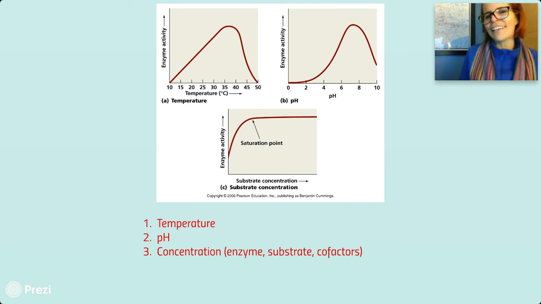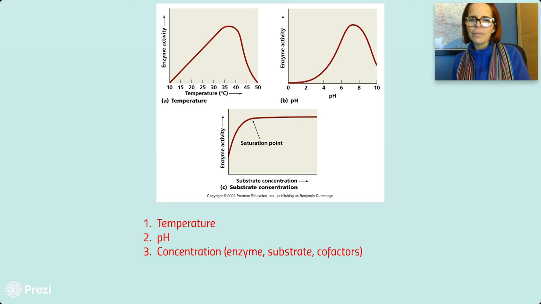All right, then pH. This is giving you one example. This would be more like the trypsin, or no, this is actually like catalase. The peak is right around 7, maybe, yeah, right around 7. So that would be an example.